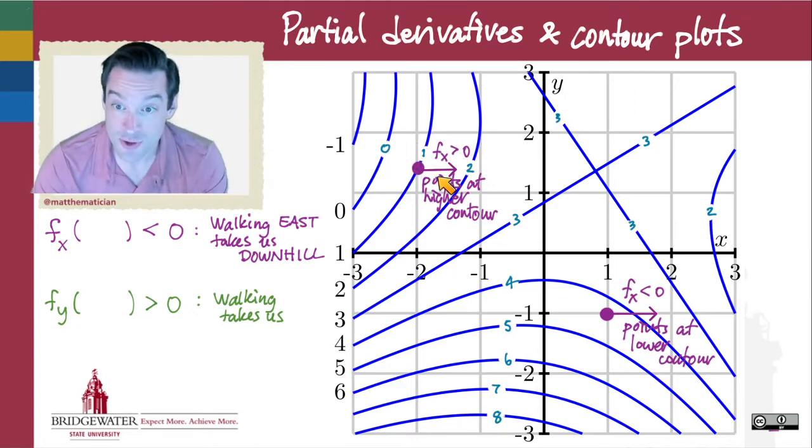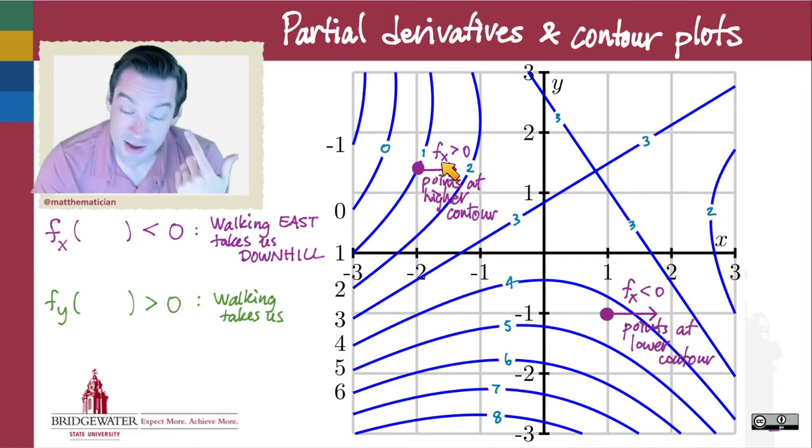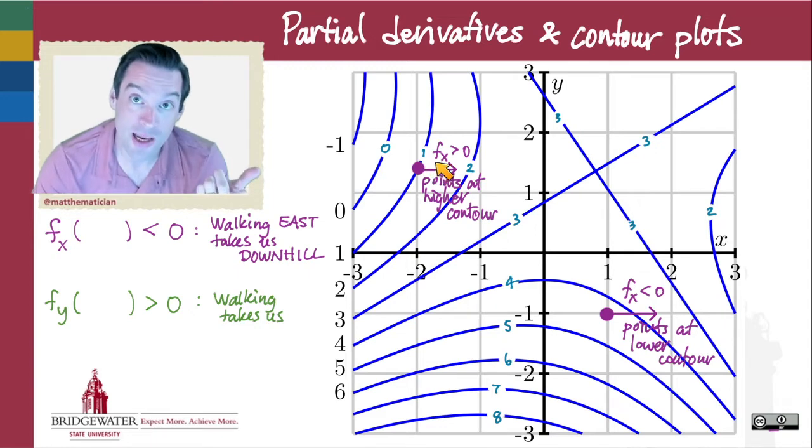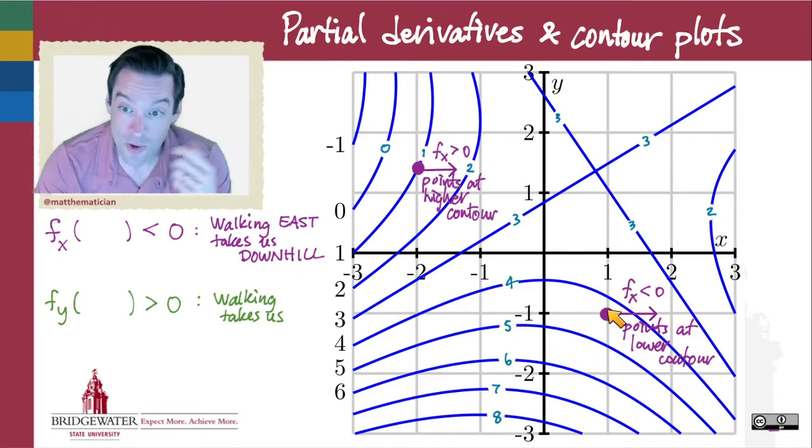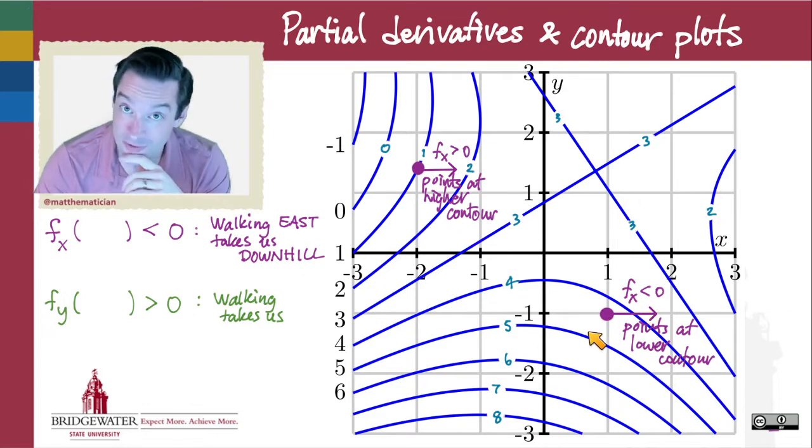So here the x partial derivative would be positive, because if I walk east, if I increase x, then the output of my function is going to increase, because I'm walking more in the direction of higher contours than in the direction of lower contours. And the opposite seems to be true in places like here, right? If I stand at this point and walk east, then that takes me more in the direction of the lower contour at 4 than in the direction of the higher contour at 5.